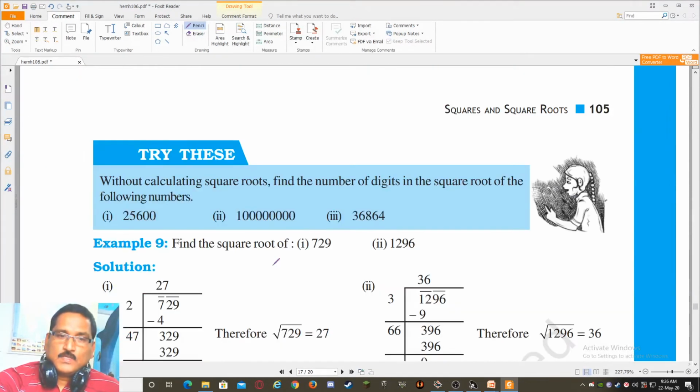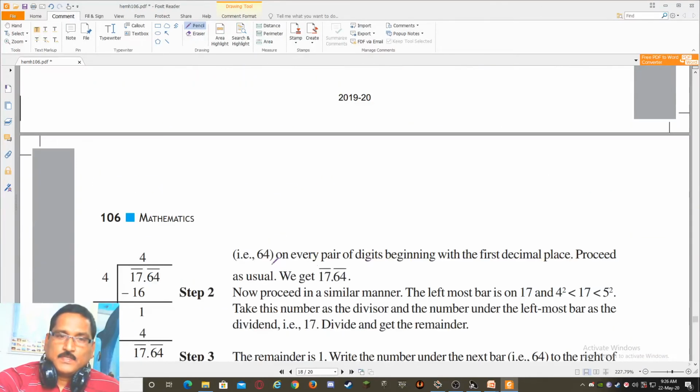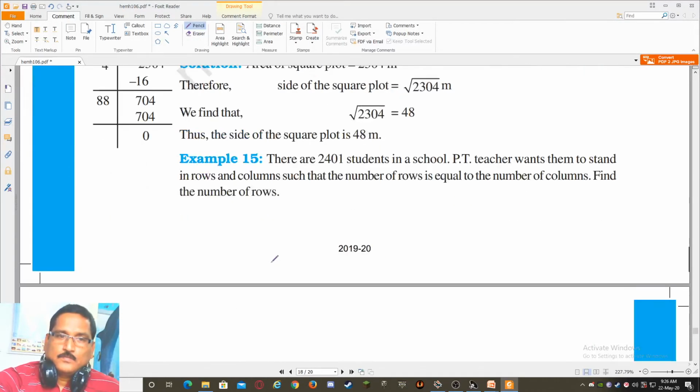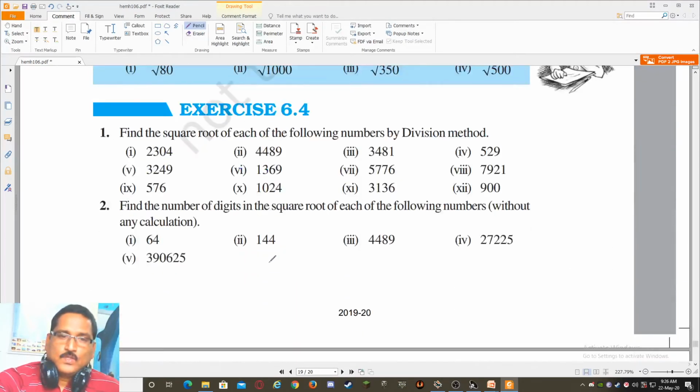Now next one is what, some problems, some must be there. Here, square root. Now find the square root of the following by long division method. I have already explained. Okay, this is a very important question.